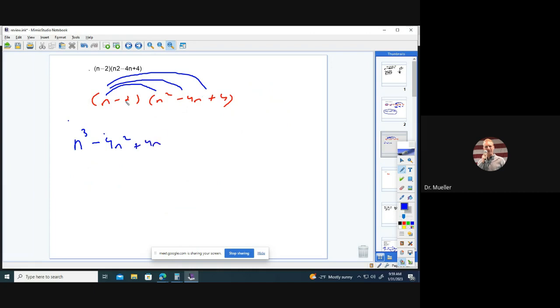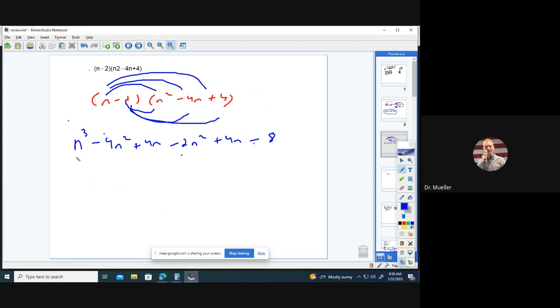And then we've got to do the same with the negative 2, distribute that out. Negative 2 times n squared is minus 2n squared. Negative 2 times negative 4n is positive 8n. And negative 2 times 4 is negative 8. And then collect like terms.